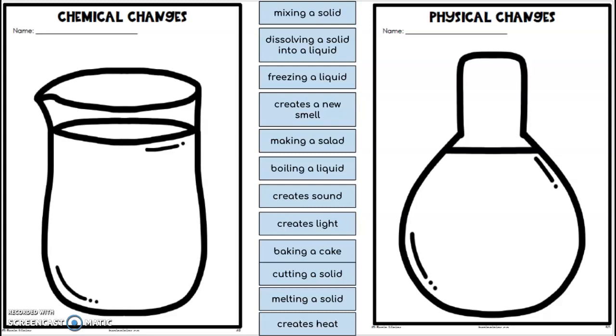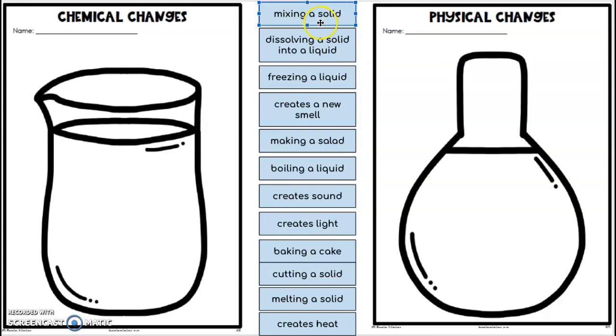Hi, grade fives. Today what you're going to do with this activity is you are going to sort these words in the middle into either chemical changes or physical changes. So I'm going to just read through each of these boxes, and then when you know, you'll click on it and you can drag it to where you think it should go.